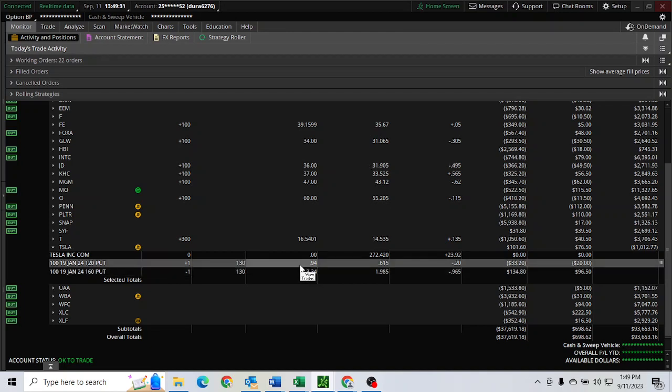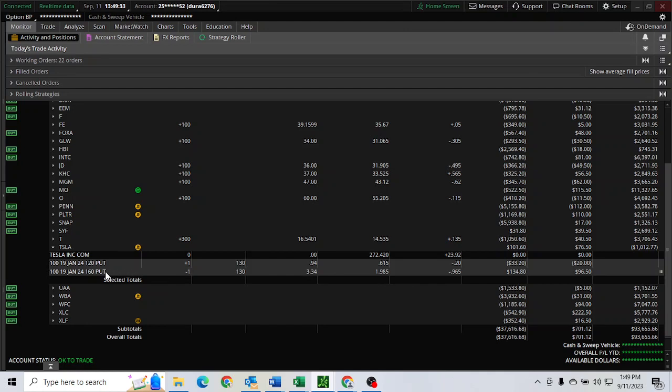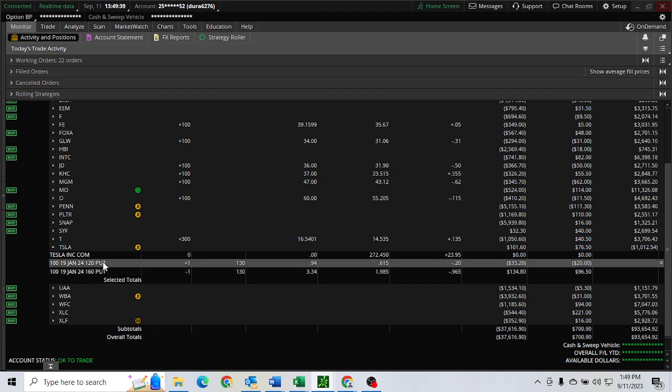So this is a put credit spread. What that does is if the 160 put triggers and it blows past this 120 all the way down to 120, Tesla at 120, then I would only be on the hook for $4,000, and I think it only cost me $1,000 I had to put up for this trade. So very good ratio.